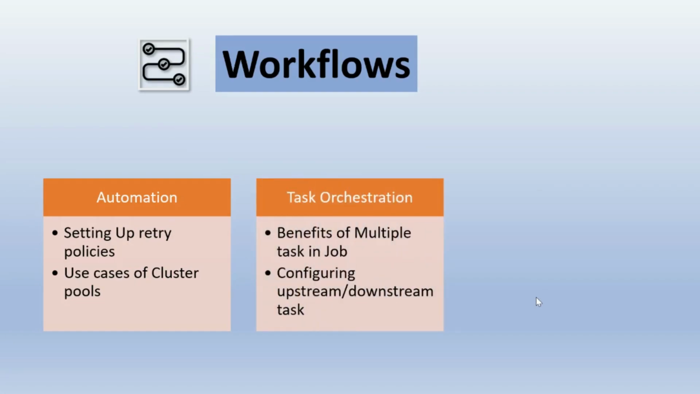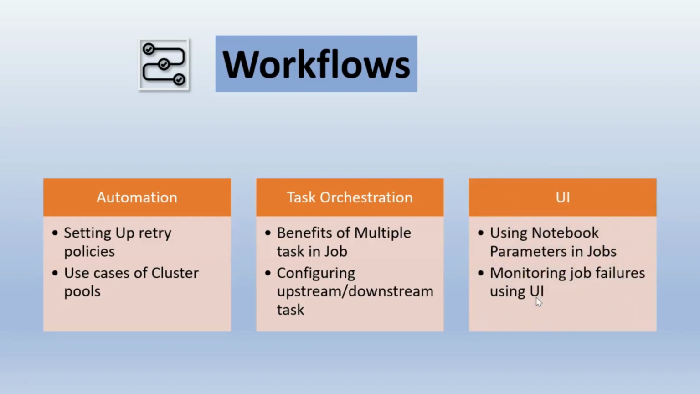Then you have the task orchestration. You can have multiple tasks in a particular job, and what is the benefit of task orchestration, how exactly it's helpful. Then you can configure the upstream and downstream tasks in the task orchestration itself. And in the UI itself, you can parameterize your notebooks in the jobs. You can also monitor the job failures using the UI. So you need to be aware of the complete workflow UI, starting with the automation, how to orchestrate your tasks, and exactly how to parameterize your notebook with the job failures.